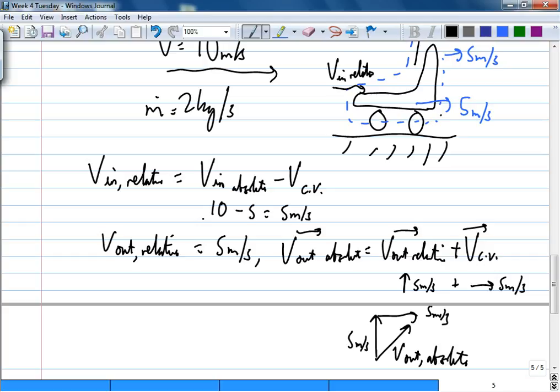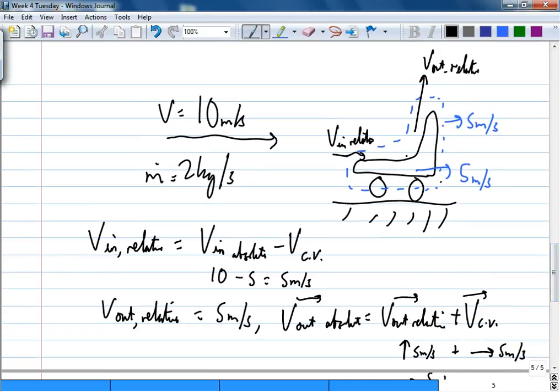Is that clear? Because the skid is moving at 5 meters per second, the water is going upwards relative to the skid. An observer on the ground will see the water not only moving upwards, but also moving this way at 5 meters per second. Is that clear? This is just converting between relative velocity and absolute velocity, that is, velocity relative to the ground and velocity relative to the skid. Absolute means relative to the ground.